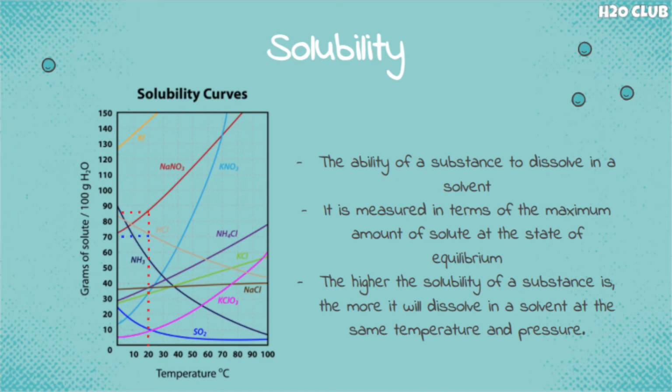Let's take a look at the solubility curves. In the graph, we can figure out that more sodium nitrate will dissolve in 100 grams of water than hydrogen chloride at 20 degrees Celsius.